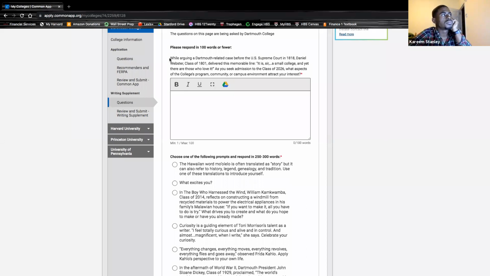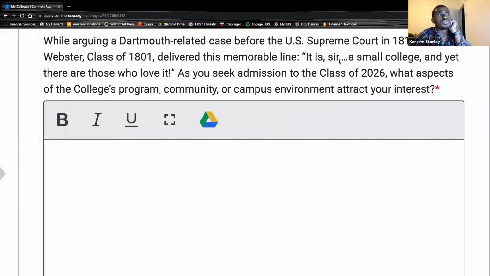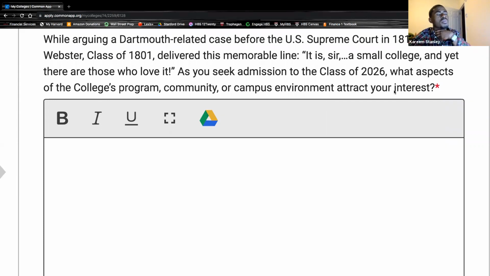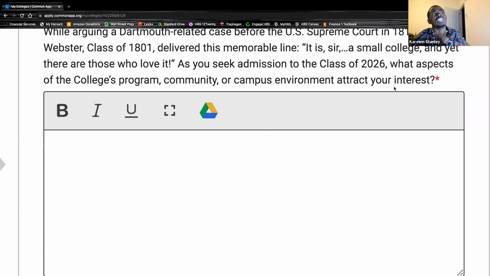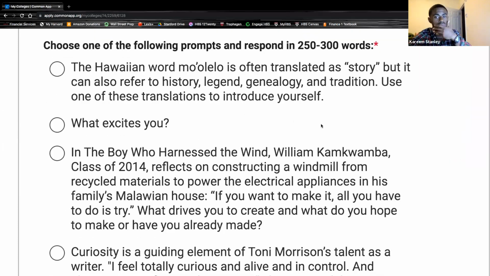If you could make it larger. Perfect. So, this quote focuses on Dartmouth. It's a small college, and yet there are those who love it. And you seek admission: what aspects of the college's program, community, or campus environment attract you? So this is very directly asking you, what about Dartmouth do you care about, what makes Dartmouth unique, and why you want to go there? And then the right way to answer that is connected: what did you do in grades 9, 10, 11, 12 connected to Dartmouth somehow?